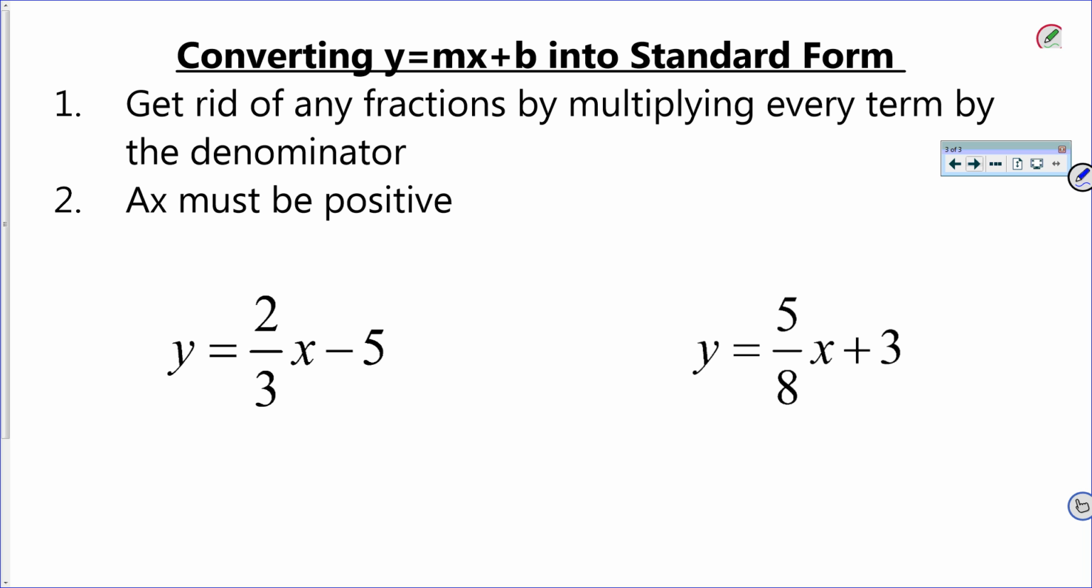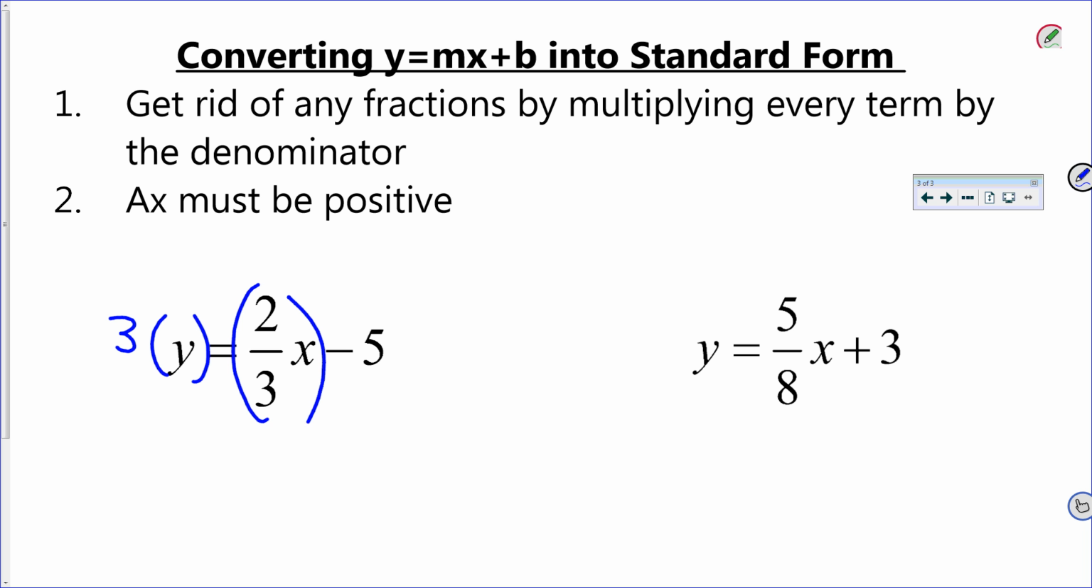Okay, my next one. It says here, converting y equals mx plus b into standard form. Again, we've done this with solving equations. Get rid of any fraction by multiplying every term by the denominator, and we always have to remember ax must be positive. So what I'm going to do here is multiply both sides by 3, because my denominator is 3. So I'm going to take this times 3, times 3, times 3. What do I get when I multiply 3 and y together? I get 3y.